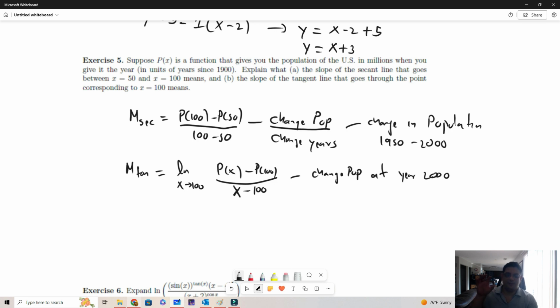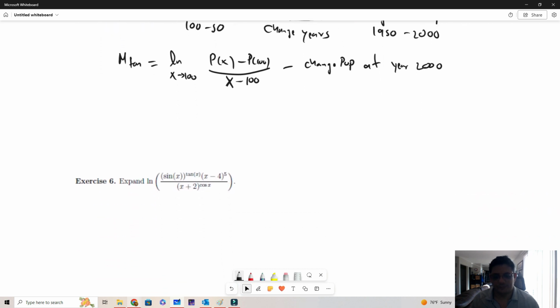So this one is between two different dates, and this is an instantaneous point. This is at the point x equals 100, or the year 2000. And this is just what it means. This is the differentiation between the tangent line and the secant line.